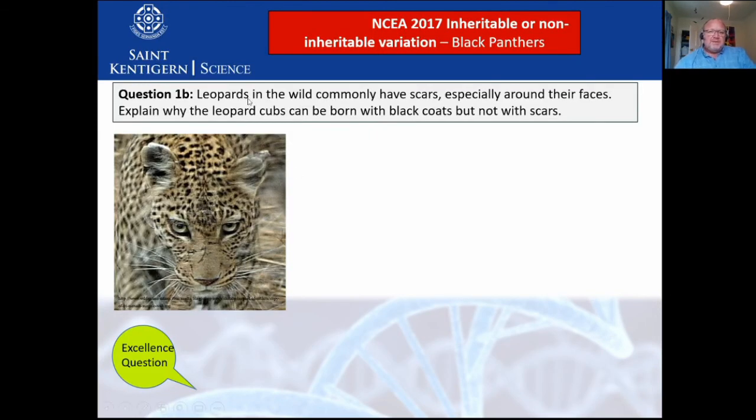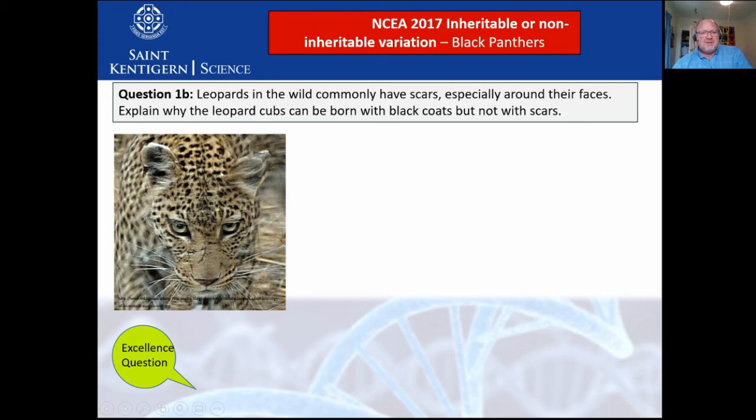Again, leopards have scars, especially around their faces. Explain why the leopard cubs can be born with black coats but not with scars. So they showed you that there was a black panther and a normal one. Now, why can some of them be born with black coats but they won't be born with scars? And it's the same thing.